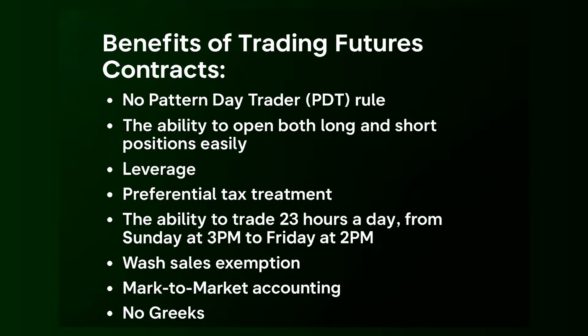Number 7, mark-to-market accounting. This one is a bit more complicated as well, so I won't get into it in this video, but you can do some research on Google and see how it might be beneficial. And number 8, lastly, there's no Greeks. Unlike with options where you have to look at the Greeks, like time decay, implied volatility, and other metrics that can mess with options pricing, futures is a lot more straightforward.